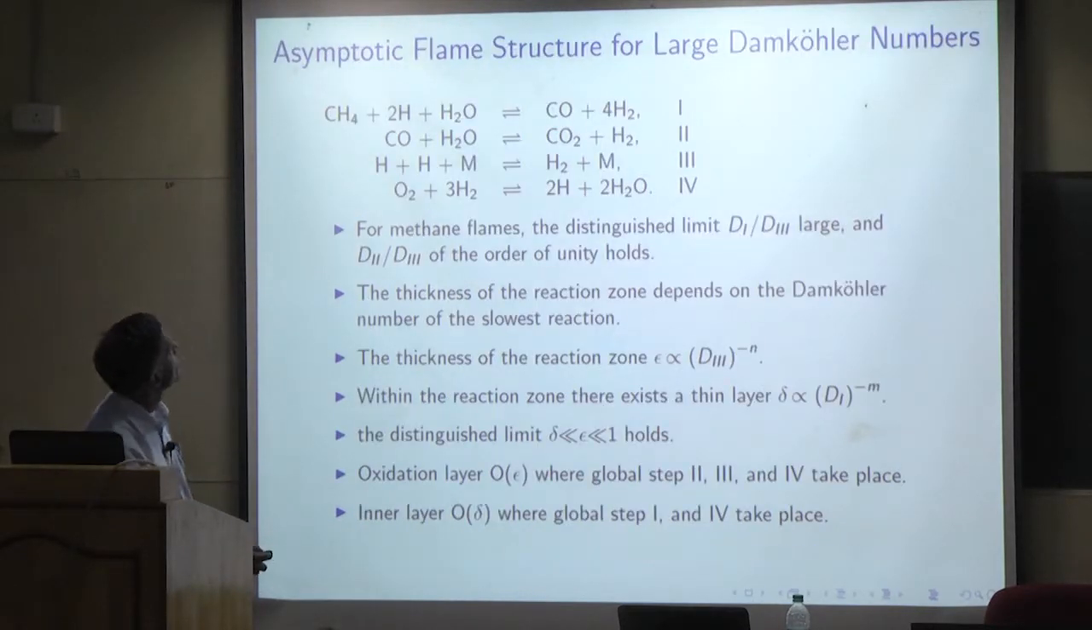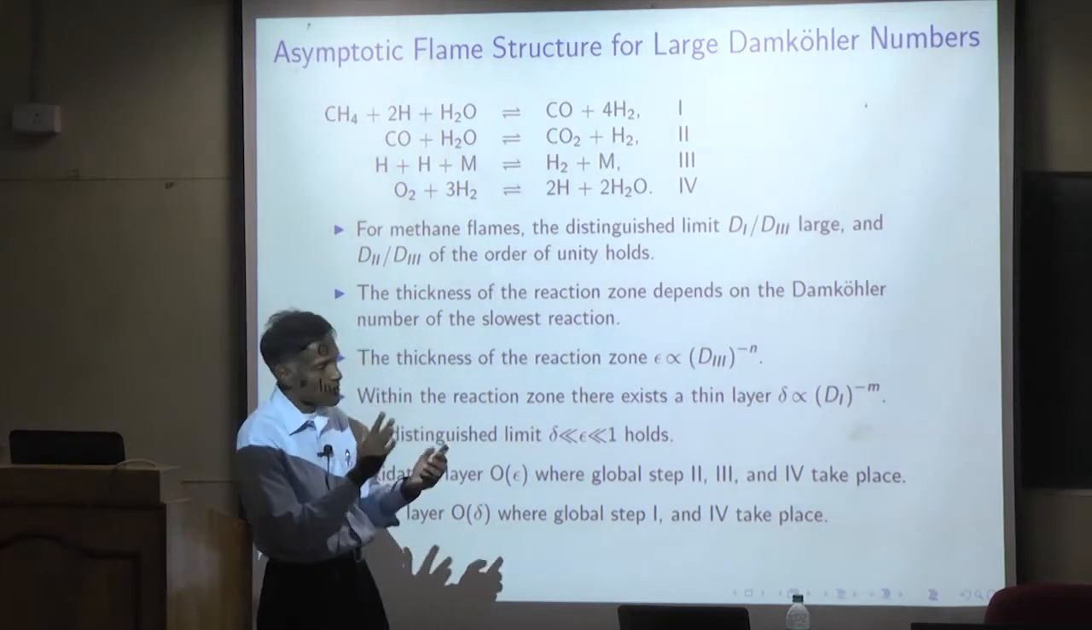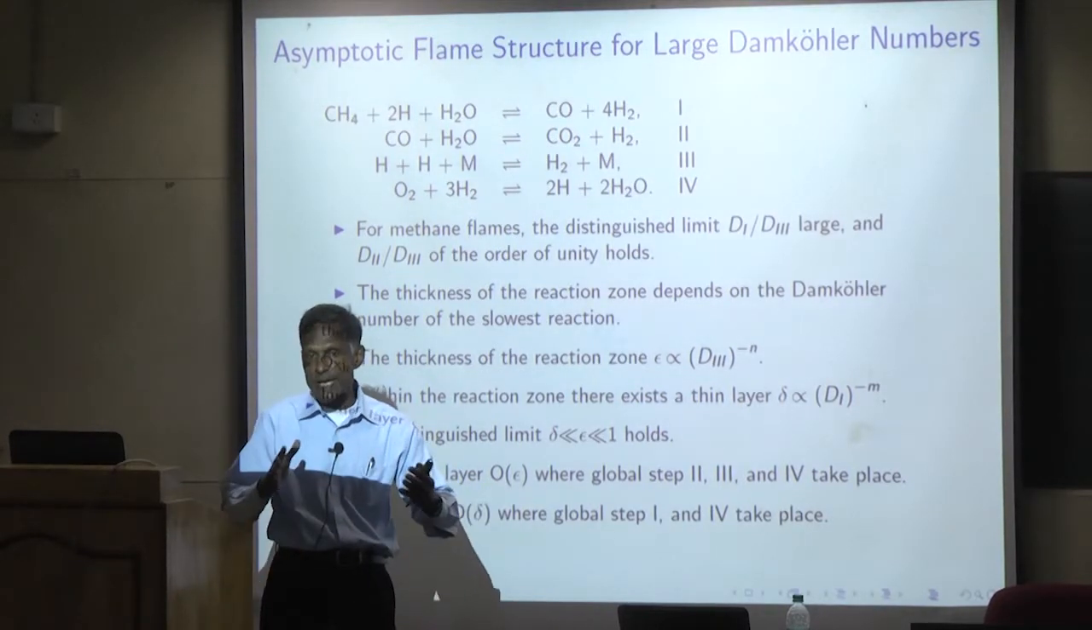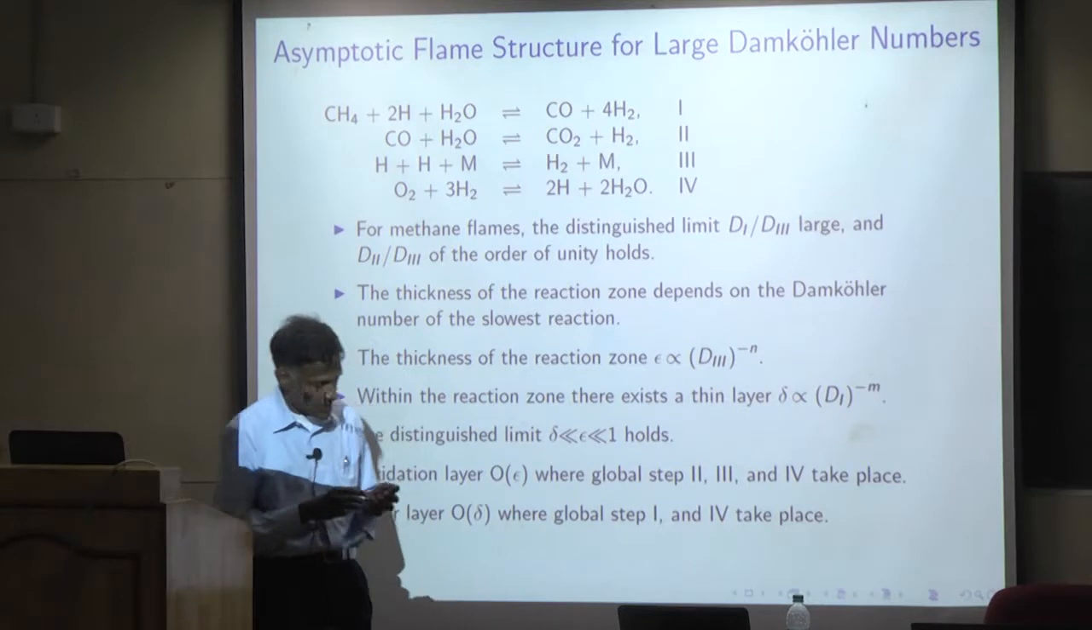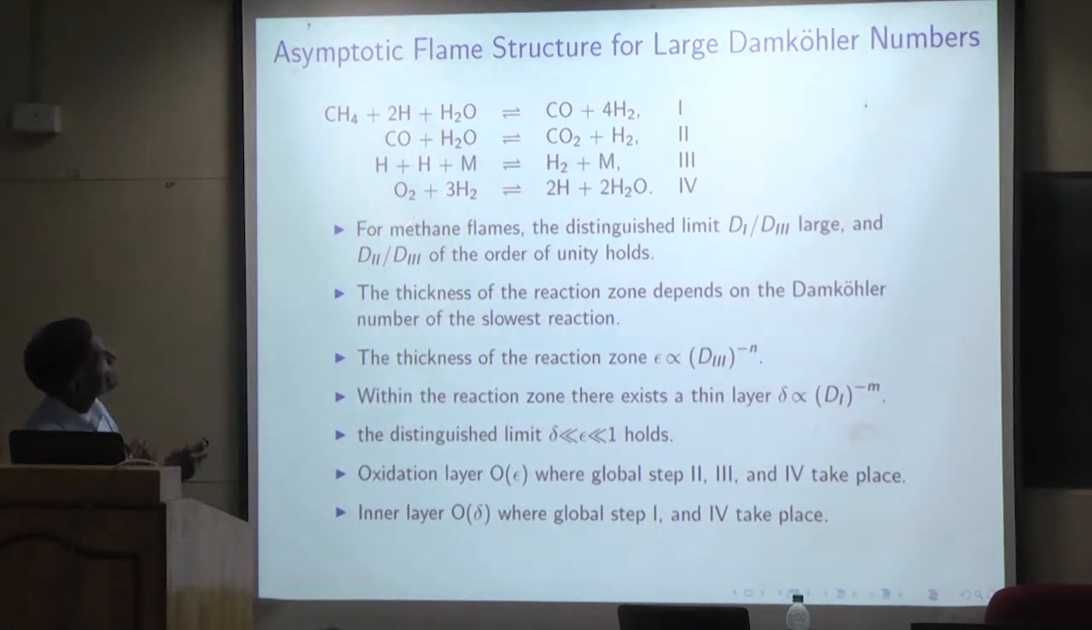All right. Now here comes a very important part. How do you order the differences? How do you decide which layers are which? This is where the major simplification comes up. I'm going to spend some time here, but then go through the rest of the analysis very fast. So here are these 4 reactions, 1, 2, 3, and 4, the global steps. Now for methane flames, all these Damköhler numbers are large, but it turns out that, even though all of them are large, this is the first step, okay?